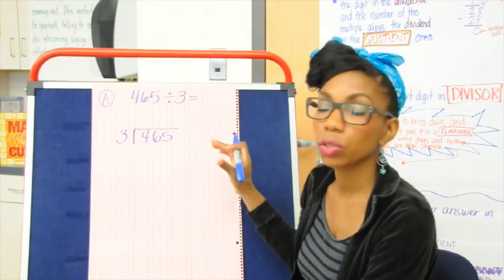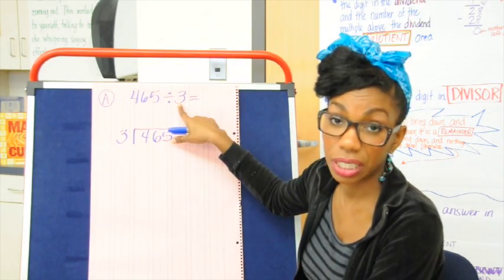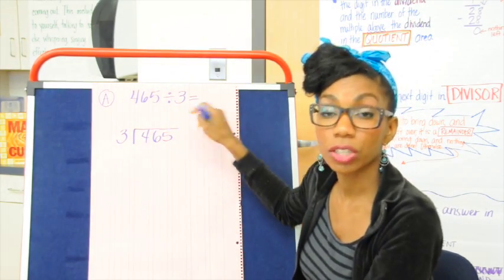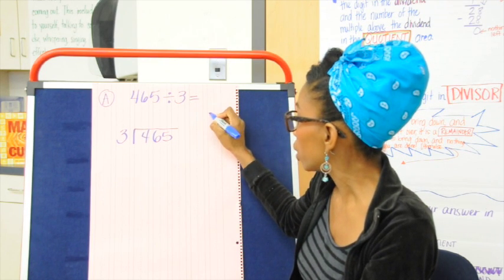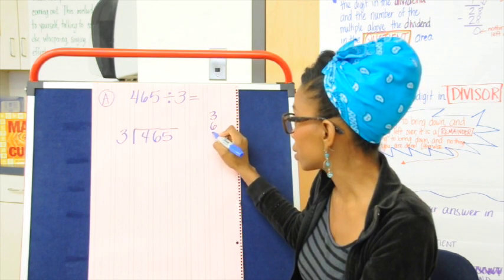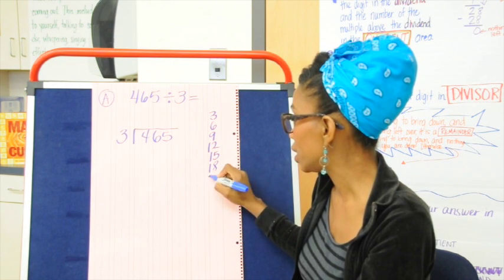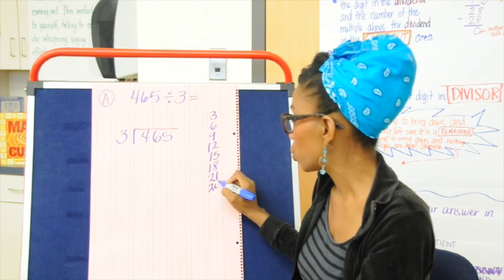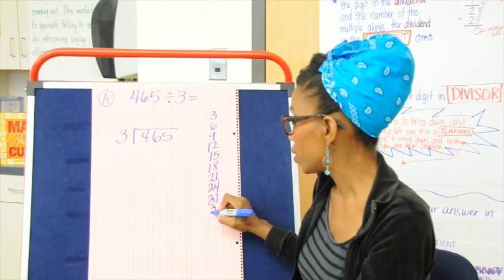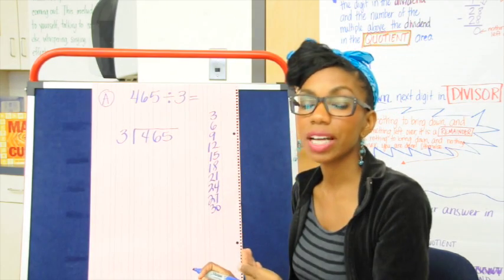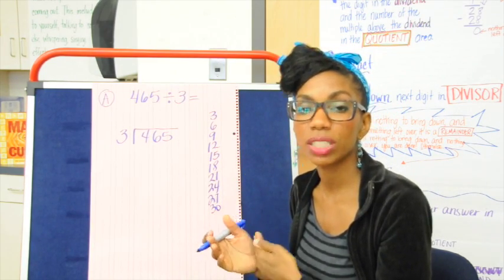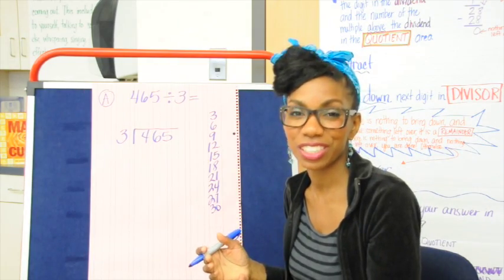Okay, the first step when I get ready to do a long division problem is I want to list out my multiples of the divisor, which is 3. I'm just going to list out my first 10 multiples. So I will start. 3, 6, 9, 12, 15, 18, 21, 24, 27, 30. I list out my multiples because it makes it so much easier to do the rest of the division steps.